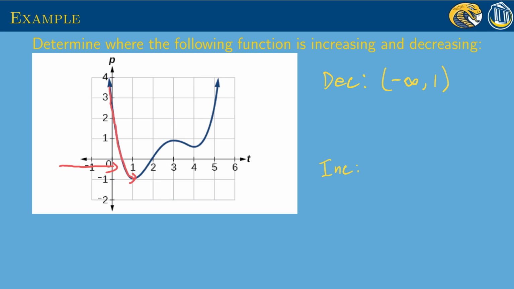If we start at 1 and we start increasing, looking again just at the x values, it looks like this is increasing from 1 up to 3. And we can also see that it's increasing from 4, and if this trend continues, up to infinity.